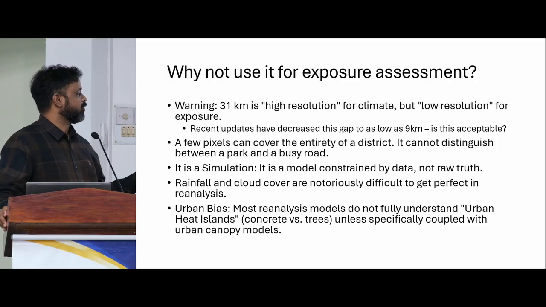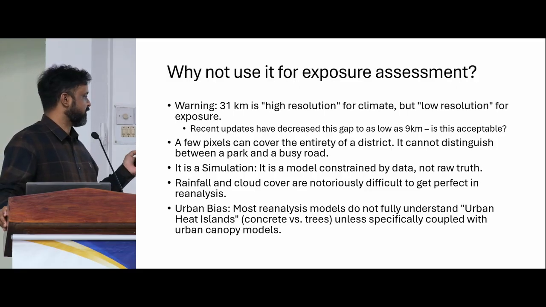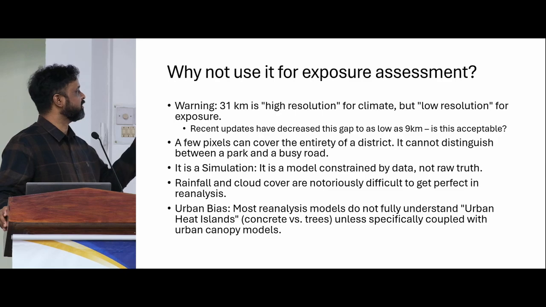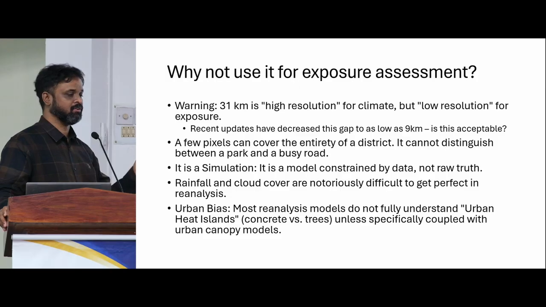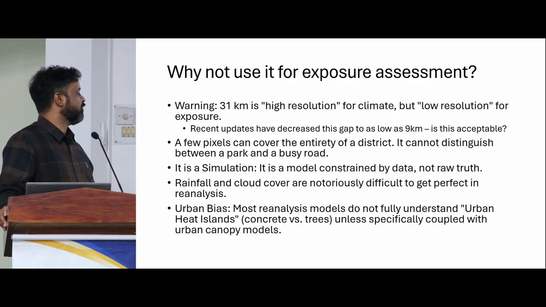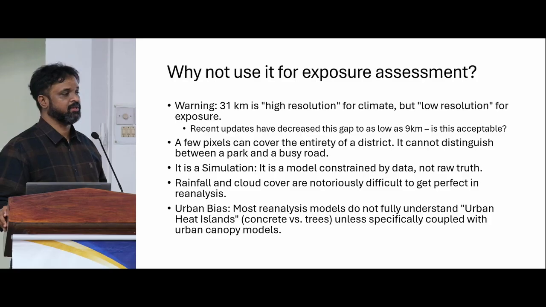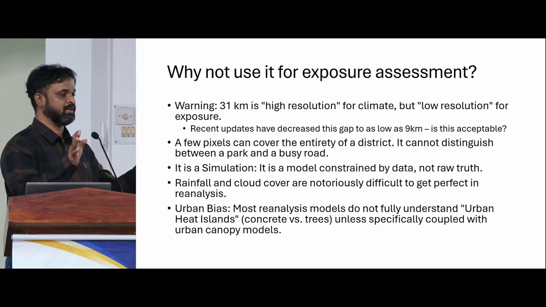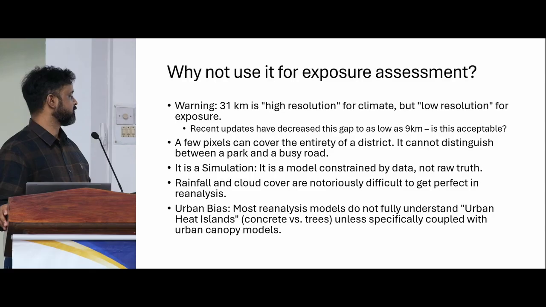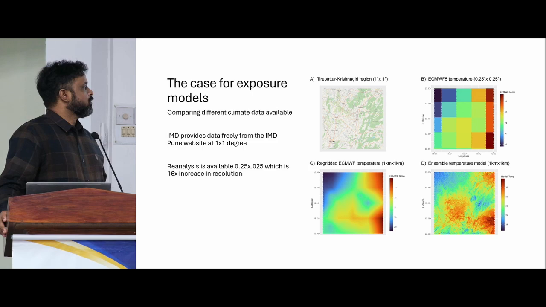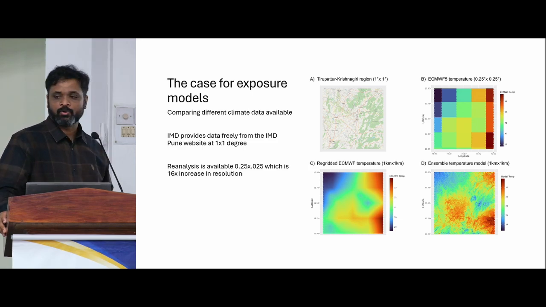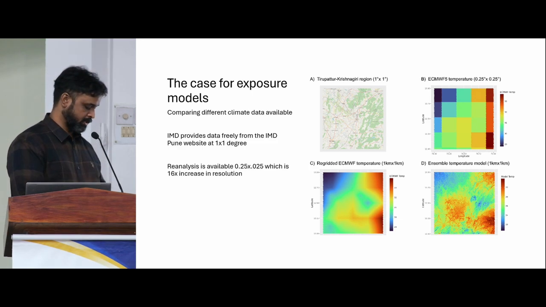Rainfall and cloud cover are notoriously difficult to get perfect with reanalysis, which is fair enough. Within the 31 kilometer range, you're not going to get very precise rainfall for a particular area, and some of that area will include the sea as well, sometimes in coastal areas. And most reanalysis models do not fully understand things like urban heat islands, which are very local effects, very local to the buildings in that particular area, unless coupled with urban canopy models. This is what we are doing with some of the work we're conducting at CCDC and Ashoka.